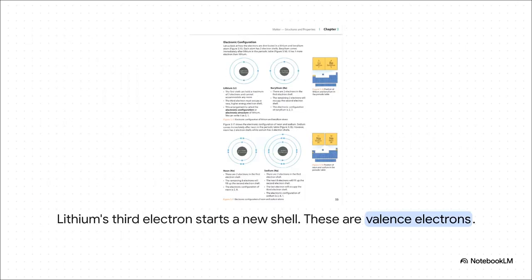Now let's look at lithium. It has 3 electrons, so the first 2 fill up that inner shell. But what about the third one? Well, it can't squeeze in there. It's forced to start a whole new shell, a second shell further out. This single electron, all alone in the outermost shell, has a special name. It's called a valence electron, and that term is super important.